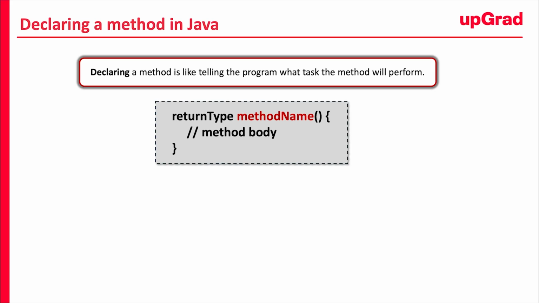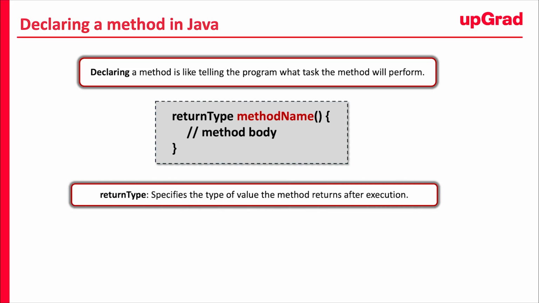So first let's understand return type. This tells the program what type of result the method will give back after it finishes running. For example, if the method calculates a number, the return type might be int for an integer. If the method doesn't return any value, the return type is void, meaning it just performs an action without giving anything back. I hope you guys understood this.